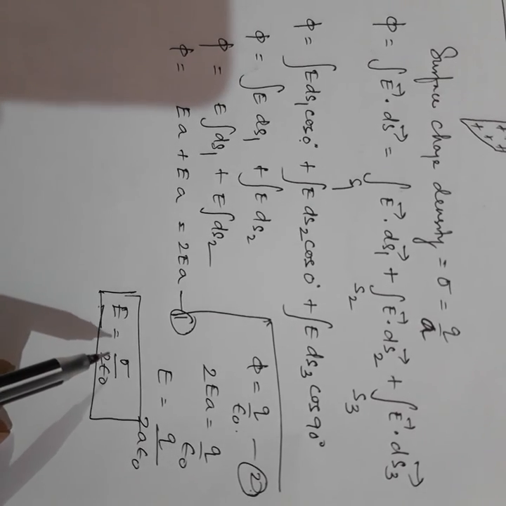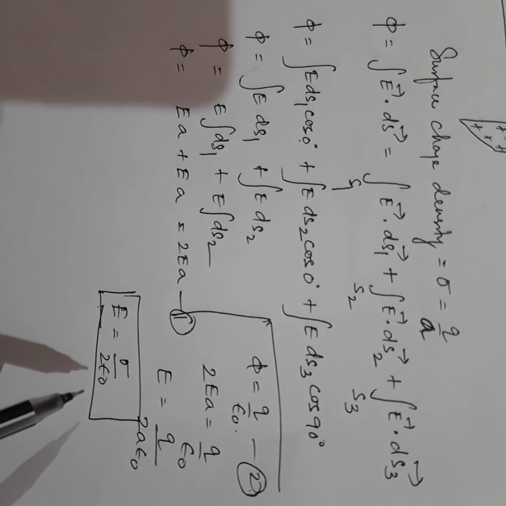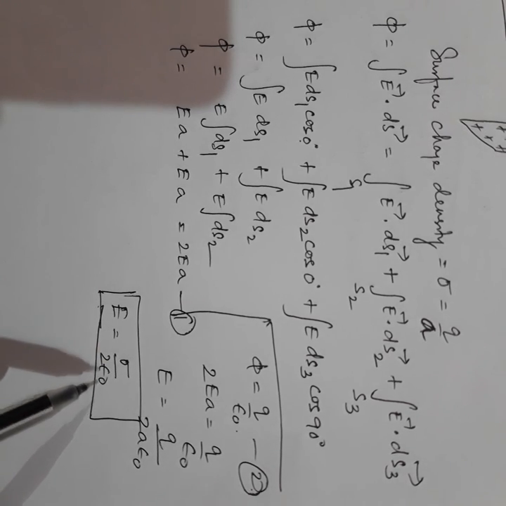This will be helpful in the capacitor, students, because in the capacitor we have taken the two parallel plates. Yes or no? So due to each plate the electric field will be sigma by 2 epsilon naught.